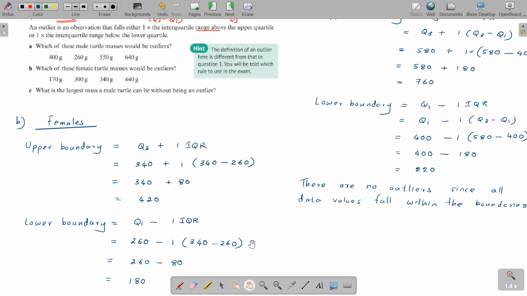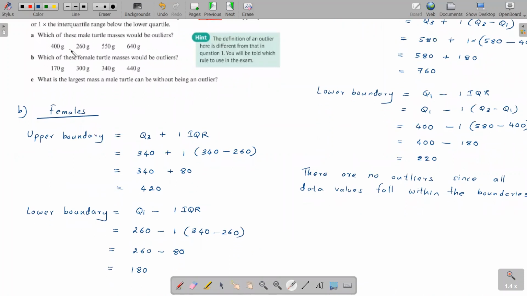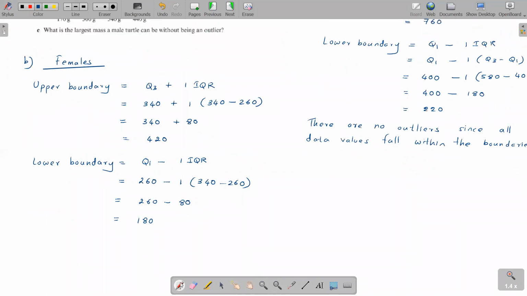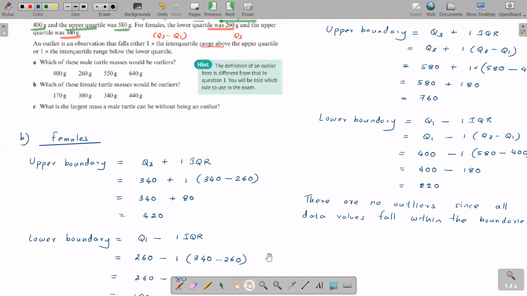Now all you have to do is check the weights of the female turtles and see if anyone falls outside the boundaries. So what do you have to say here? 170 is an outlier or not? 170, you can see it's lower than the lower bound. So you can say here, 170 is less than 180. Therefore, 170 is an outlier.